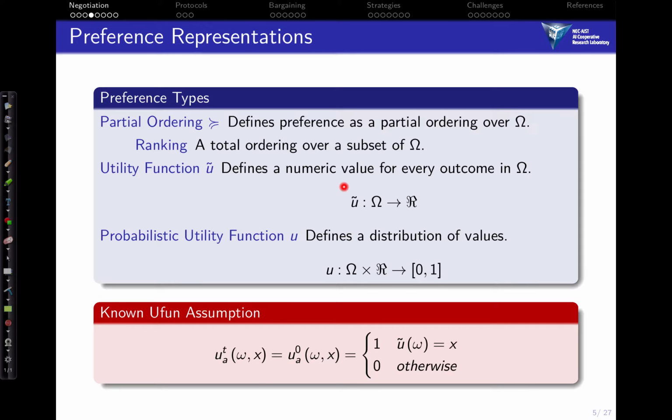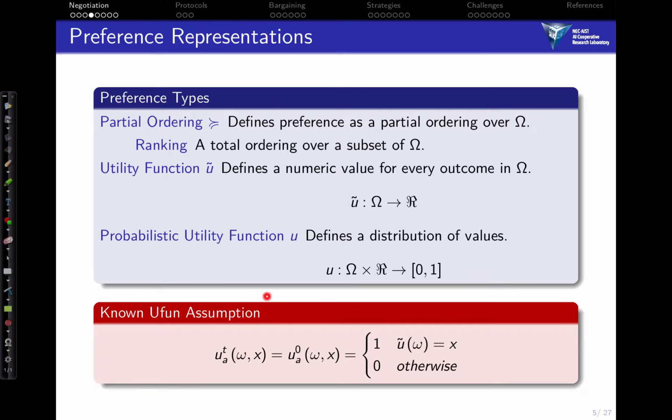We can have a more probabilistic version of utility functions. And in this case, this probabilistic utility function is a mapping from the outcome space and all possible utility values to a value between 0 and 1, under the usual constraints that all probabilities must sum to 1. So it just tells you the probability that a specific outcome has a specific utility value.